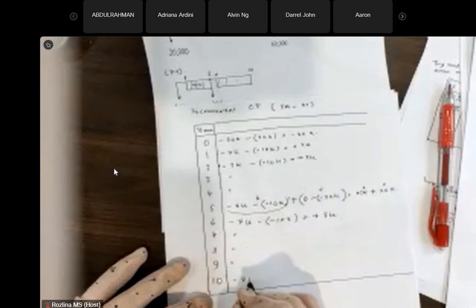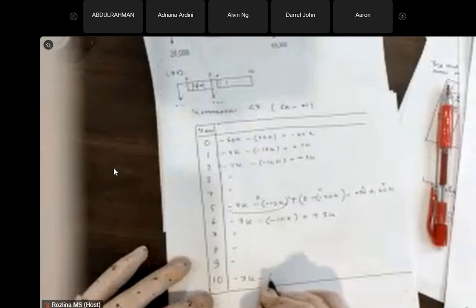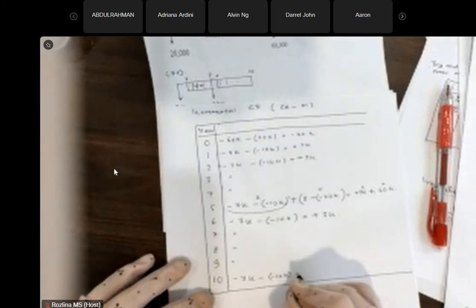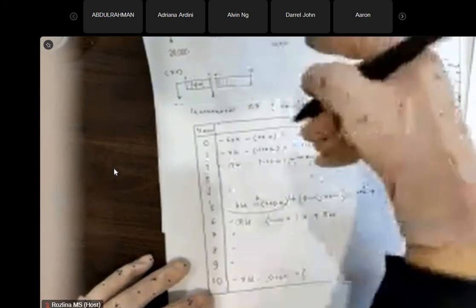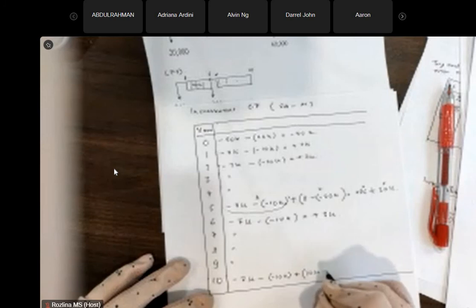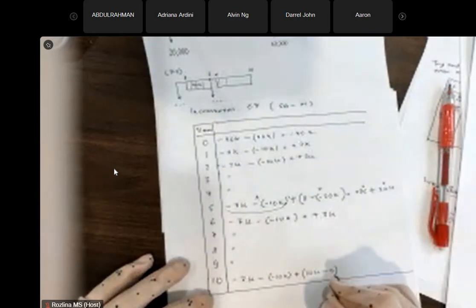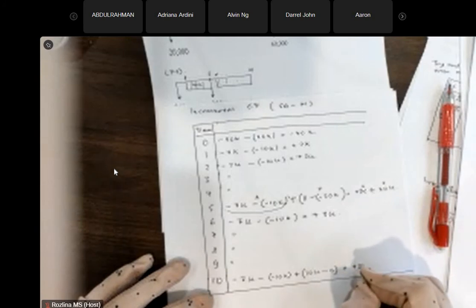Negative 7K minus 10K, and minus negative 10K. And then plus, okay, look at the arrow F. F is 10K, minus, here there is none, 0. Is there any more? No. So, positive 3K plus 10K.